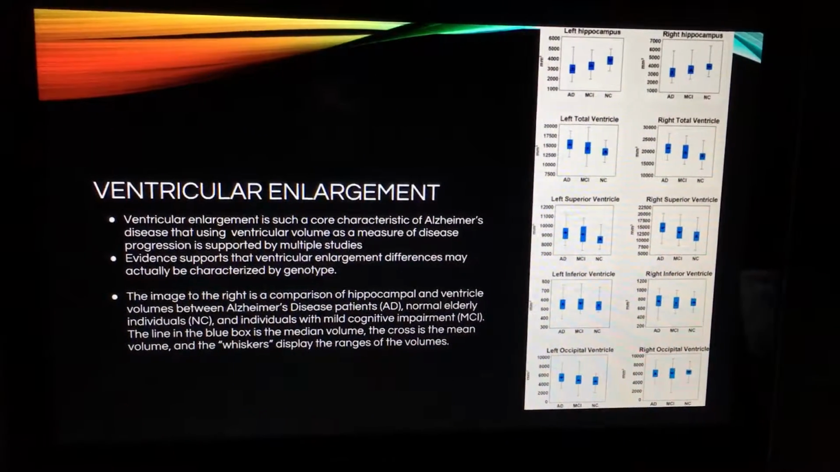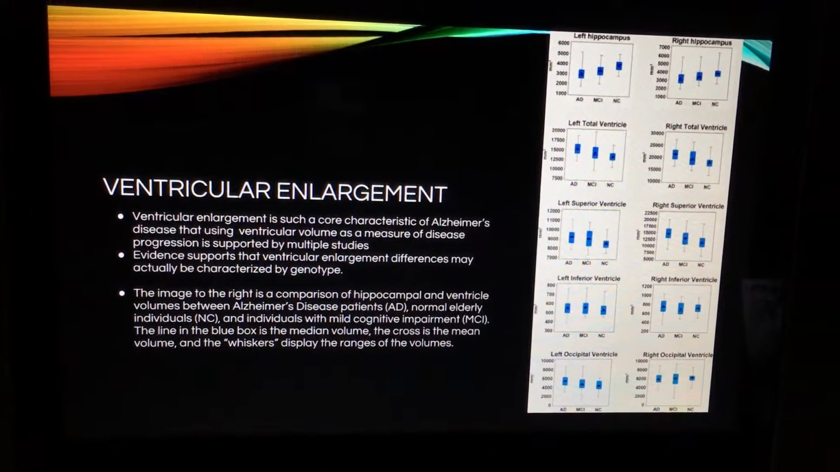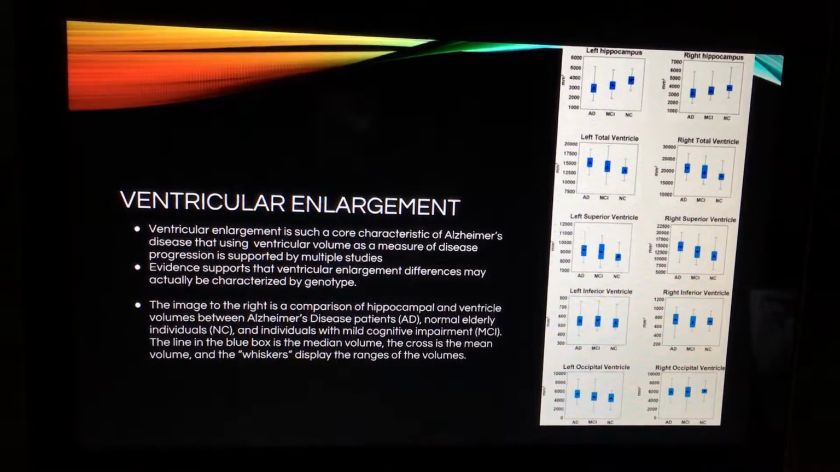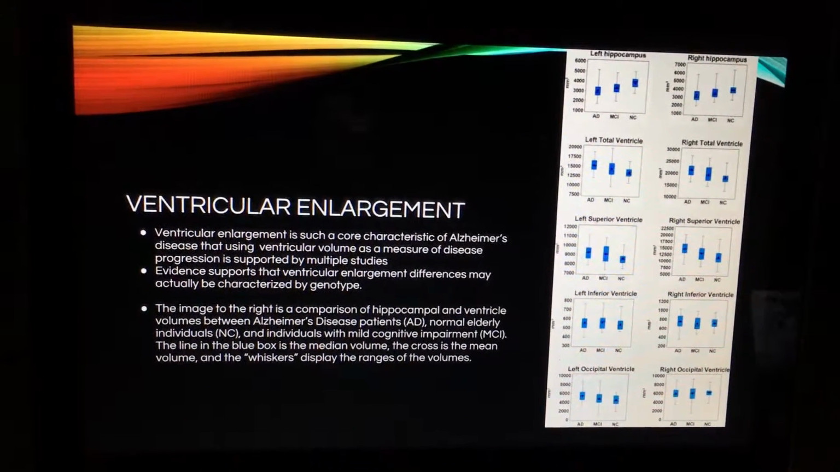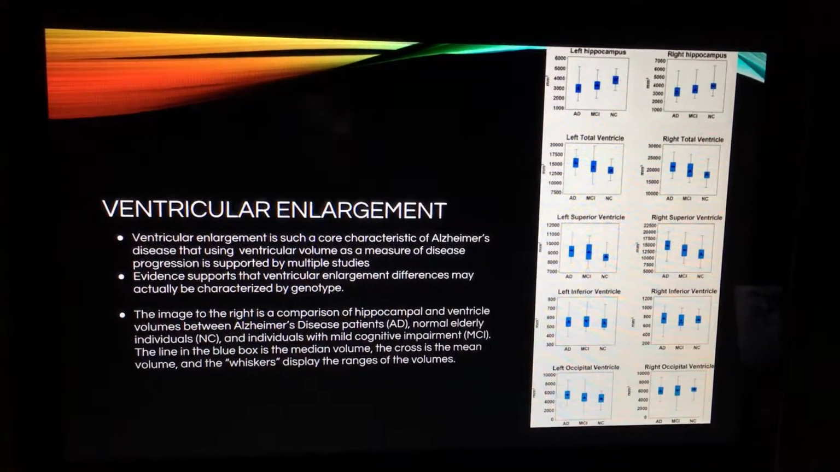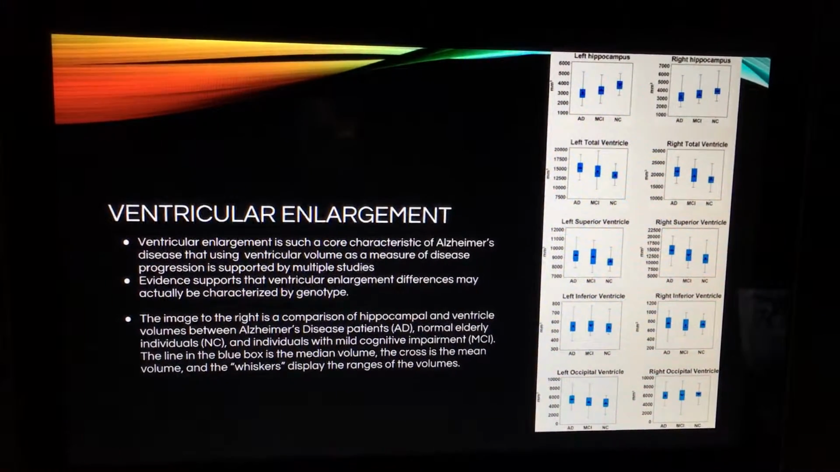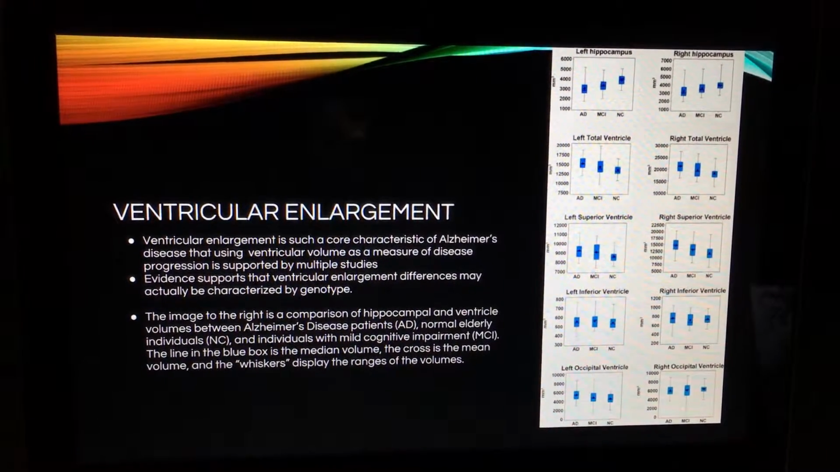The image to the right is a comparison of hippocampal and ventricle volumes between Alzheimer's disease patients, normal elderly individuals, and individuals with mild cognitive impairment. The line in the blue box is the median volume, the cross is the mean volume, and the whiskers display the ranges of the volume.